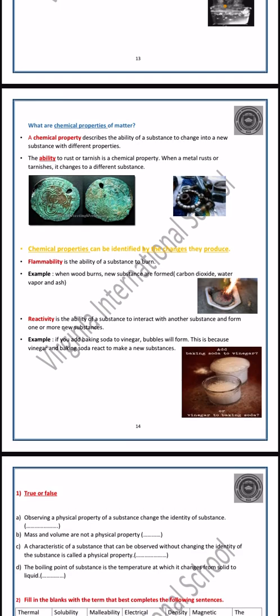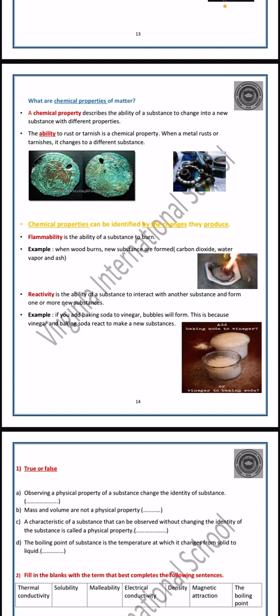Okay, so the chemical property can be identified by the changes they produce, which means you're going to ask yourself after this change if the identity is the same or it's not. If it's the same, it's a physical property. If it's not the same, this is a chemical property. So let's take some examples.